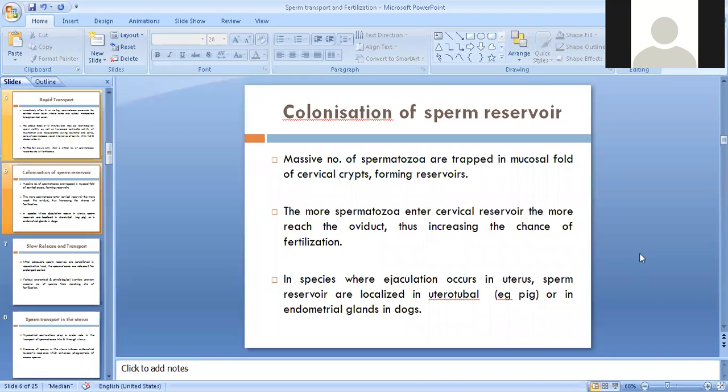So in the species where ejaculation occurs in the uterus instead of the cervix, the sperm reservoirs are localized in the uterotubal part or in the endometrial glands, like in the case of pig and dogs. And in other species where the ejaculation occurs in the vagina or the cervix, the sperm reservoir will be in the cervix.